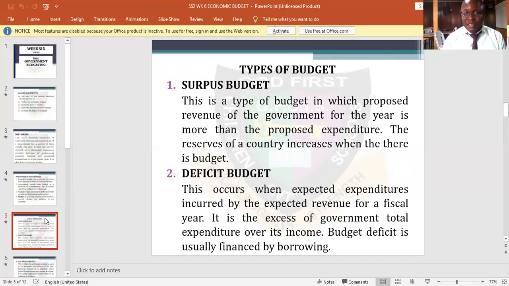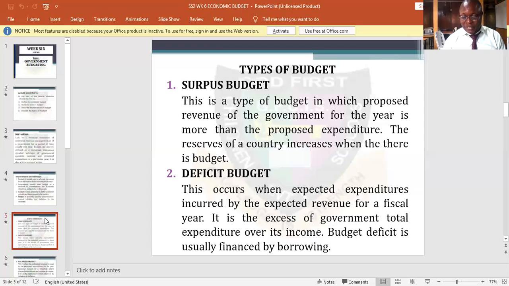Then we also have deficit budget. A deficit budget occurs when the expected expenditure is more than the expected revenue. What the government incurs as expenses is more than what the government realizes as income. That is deficit. You can also say that it is the excess of government's total expenditure over its income.